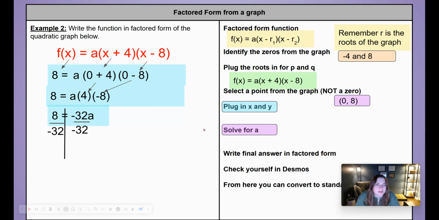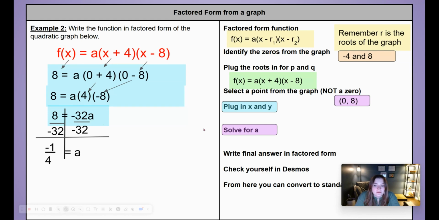But 8 divided by -32 is a little bit different, right? Can you do that in your head? It's going to be kind of hard. You probably could. But what else could you do? You could use Desmos, right? And you get -1/4. So a is -1/4.